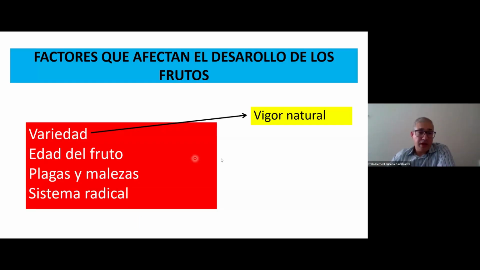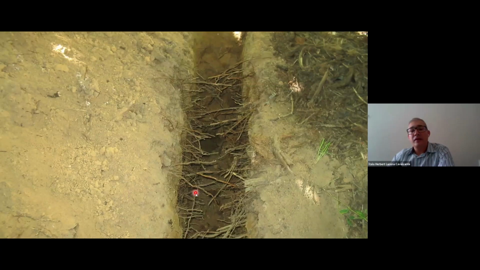So we have the variety that has natural vigor, which has an impact on fruit size. We also see the age of the fruit, pests and weeds, and root system. Root system is also very important because I put this down here. I put root system here because the root system defines the tree's ability to absorb nutrients, water, and all the different elements, fertilizers, anything that you apply. The root system affects bioabsorption in mango trees.